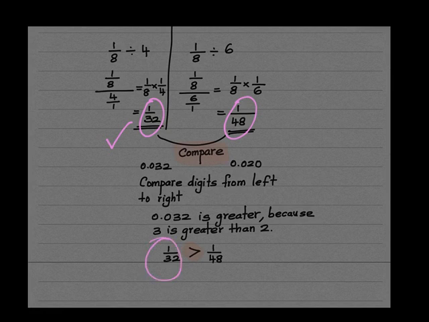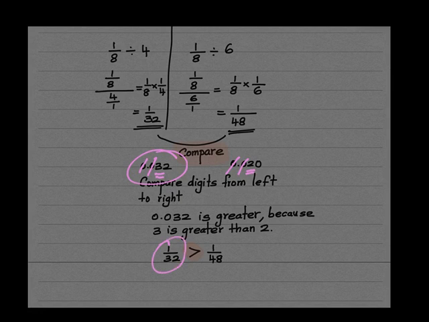So the bigger fraction is 1 over 32. You can also divide and find out. When you divide, 1 over 32 becomes 0.032 and 1 over 48 will become 0.020. Now let us compare these two decimal values. So when you compare, 0 is same, 0 is same, 0 is same, 0 is same. Here there is 3 and here there is 2. We know that 3 is greater than 2. So this fraction is greater.